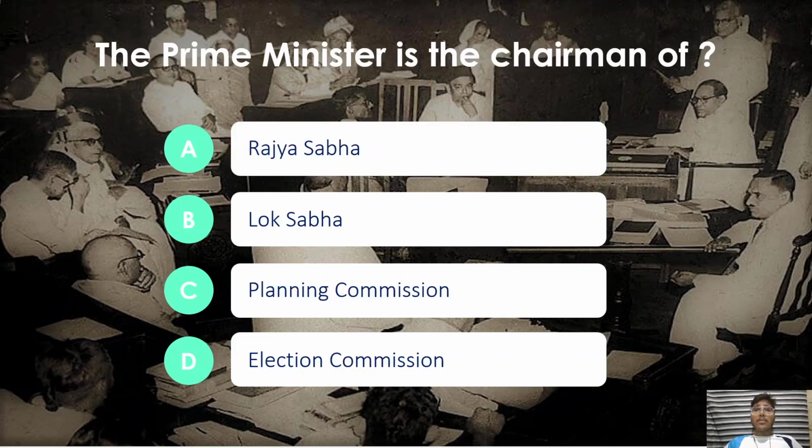Next question is: the Prime Minister is the chairman of option A Rajya Sabha, option B Lok Sabha, option C Planning Commission, and option D Election Commission. The answer is Lok Sabha.